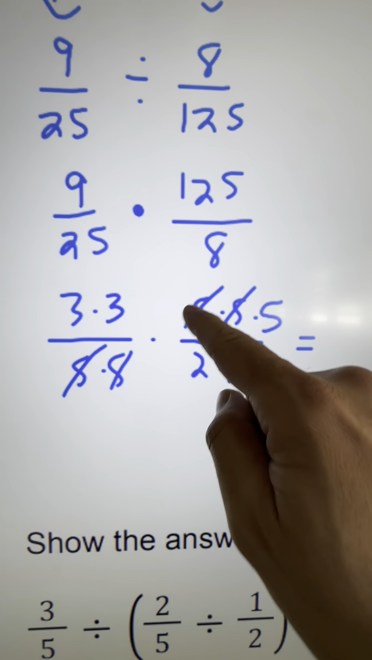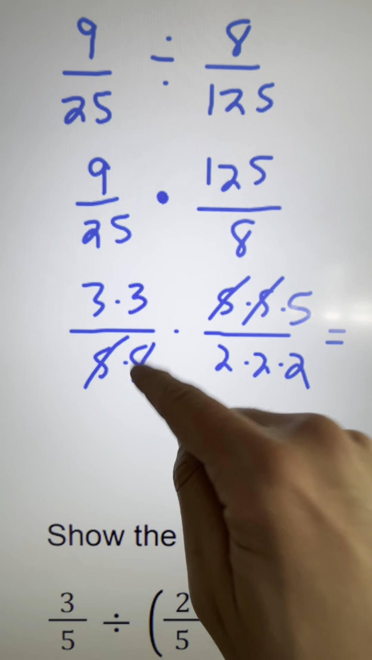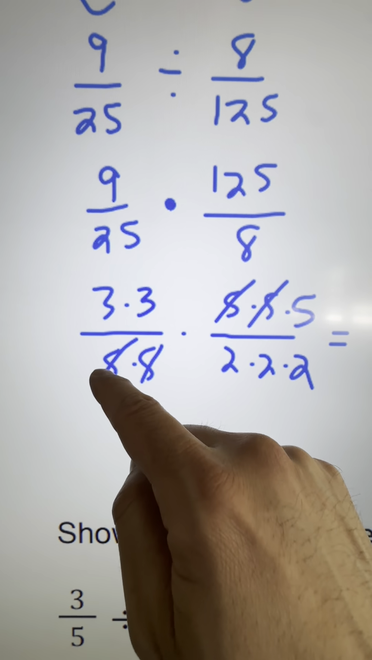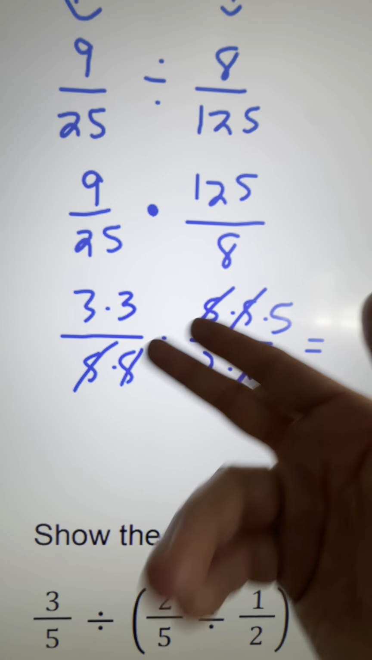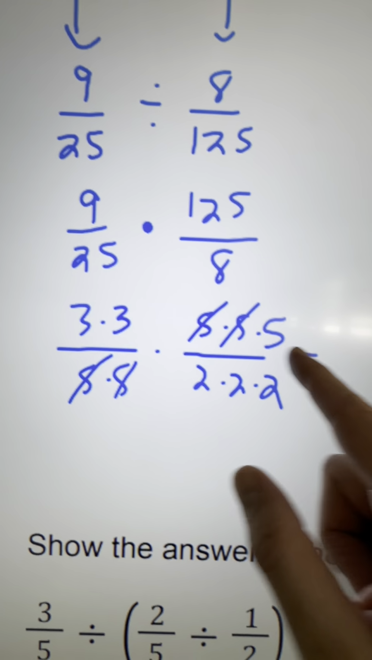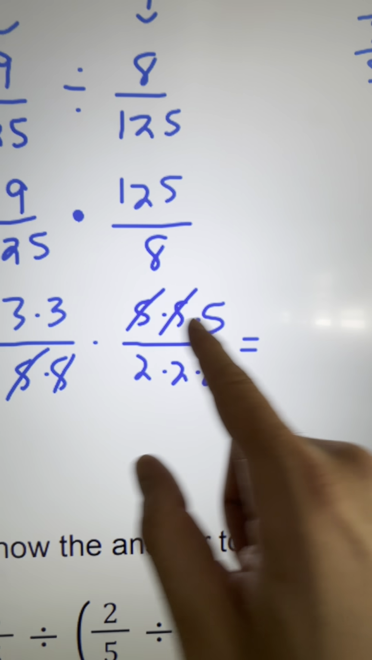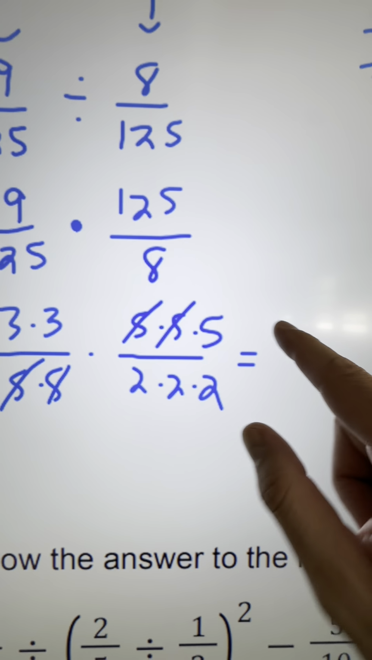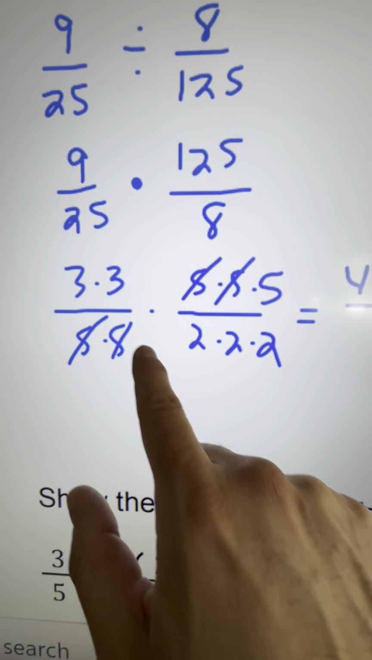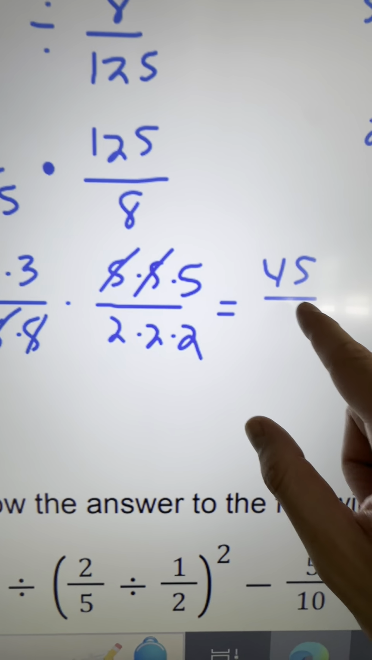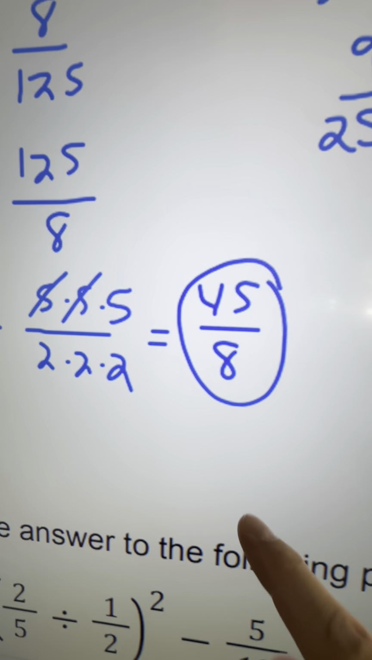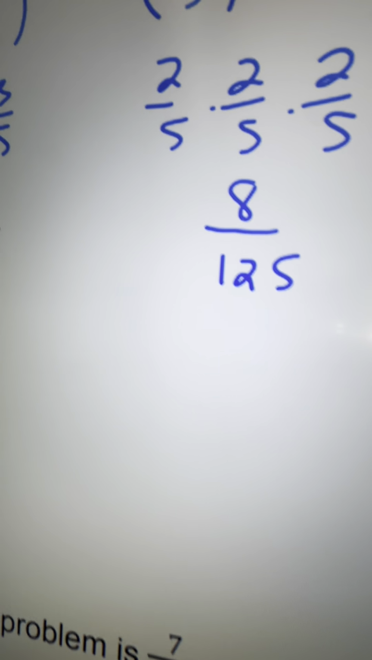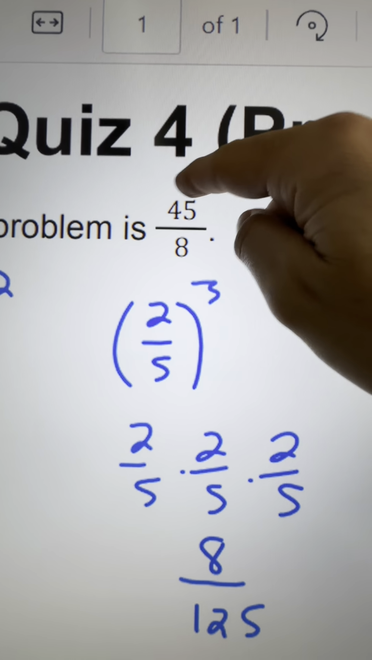And remember, the reason why we cancel these out is because 5 divided by 5 is 1. 5 divided by another 5 is 1. So that's why we cancel them out, because it's just equal to 1. And then whatever's left, multiply whatever's left together. 3 times 3 is 9. Times 5, I get 45. And then what's left on the bottom? 2 times 2 times 2, which is 8. So my answer is 45 over 8, which I can see up top the answer was 45 over 8.